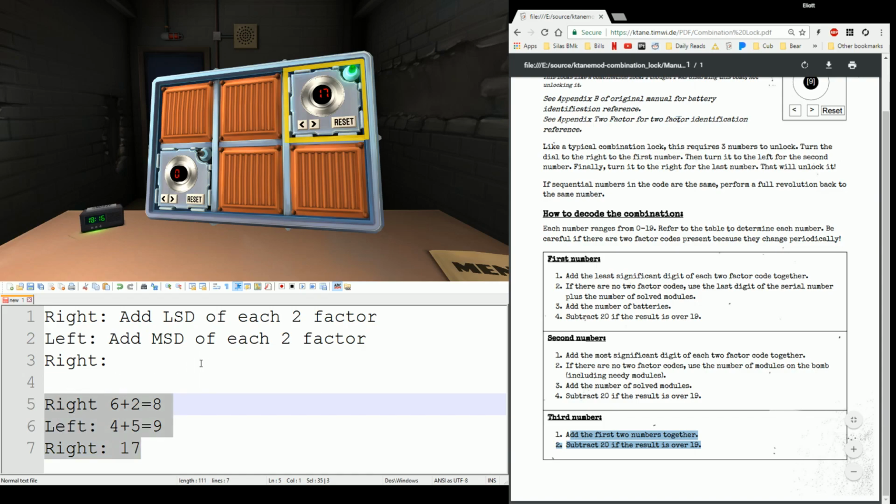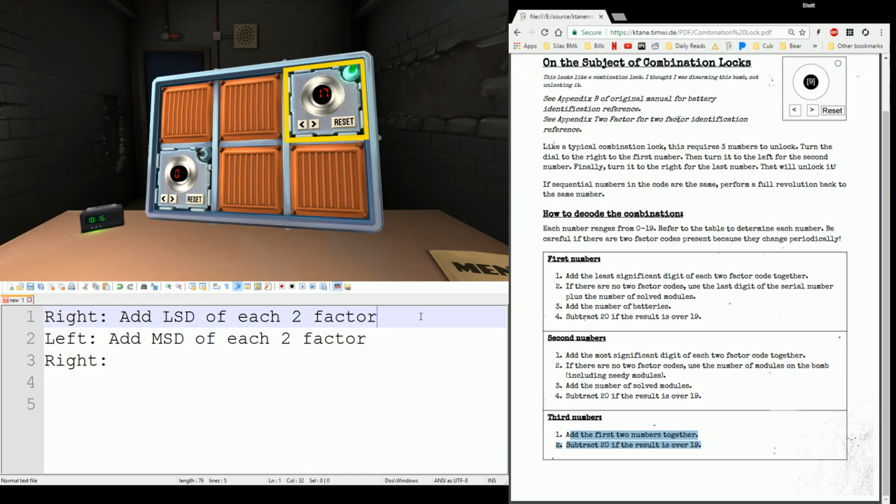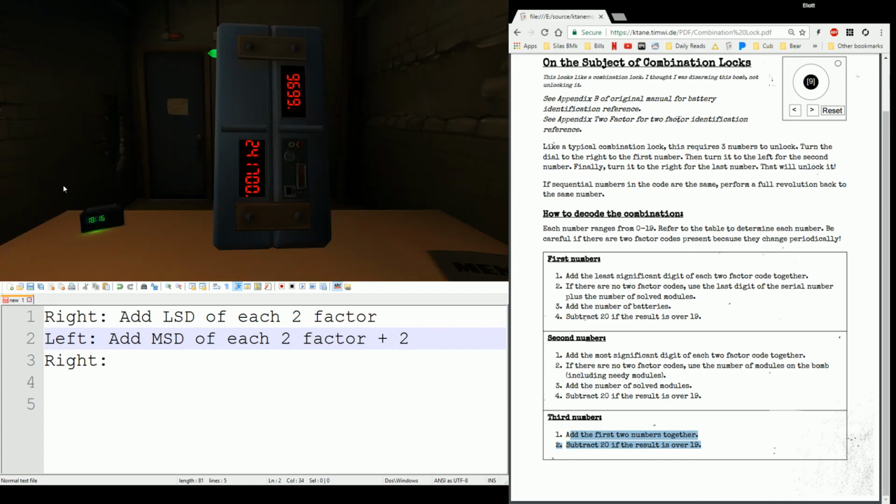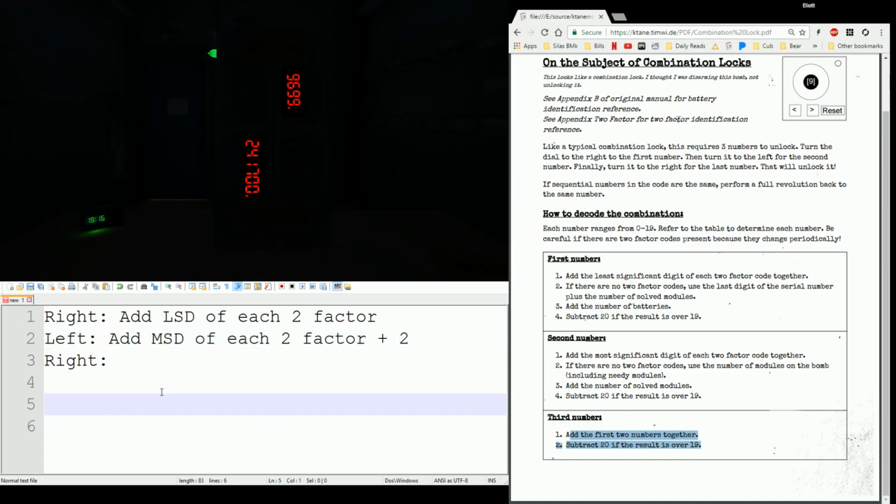So not a huge change. Still don't have any batteries, so this isn't going to change any. But this now is going to add 2 to it, because I have two solved modules. That does mean if you have a bunch of combination locks, the answers will change ever so slightly. Oh, there's the beep.